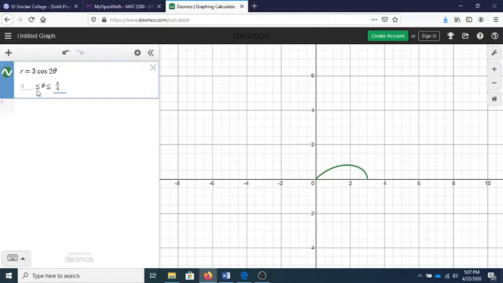Well, if pi over 4 gives me half of a petal, then what if I did negative pi over 4 to pi over 4? Aha! That gives me one full petal. So in Desmos, you can kind of screw around with it. But if you don't have Desmos, then you have to go back to the idea of figuring out when the curve runs through the origin, because that's when the loops close.